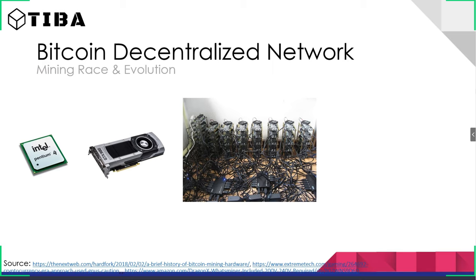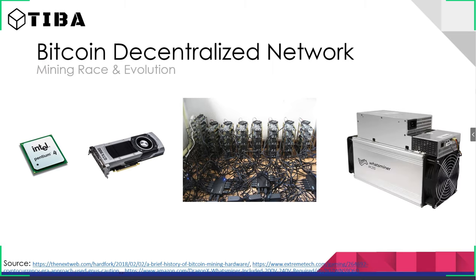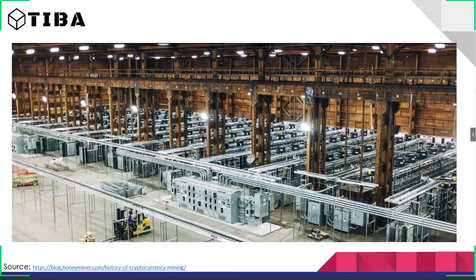And then later, people even create some hardware called ASIC that's specifically for solving Bitcoin puzzles. So it does nothing else but solving Bitcoin puzzles. And what it really looks like is this. So we have something called a Bitcoin mining farm. It's basically a lot of ASICs in a facility, and all they do is mine Bitcoin.